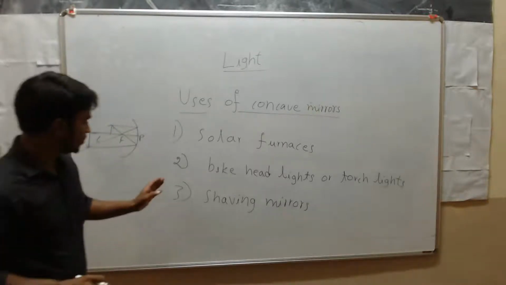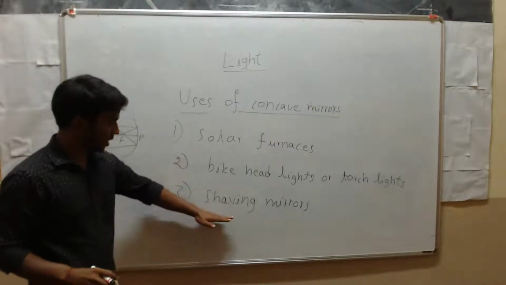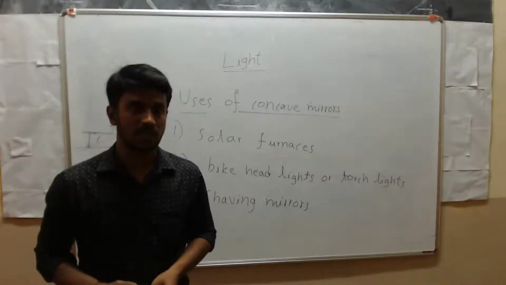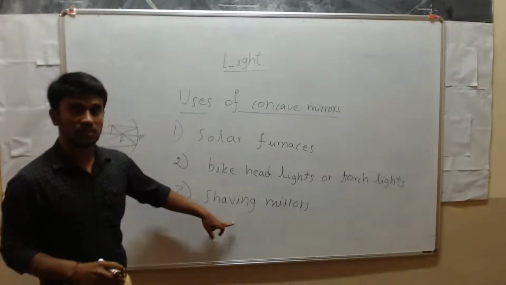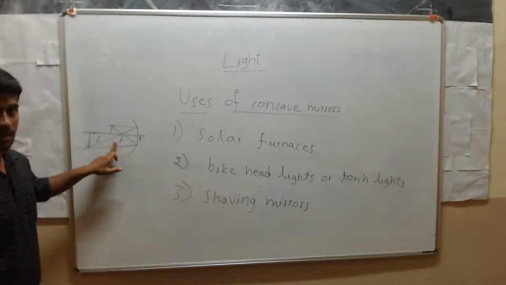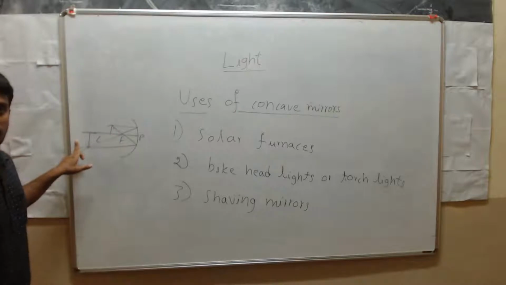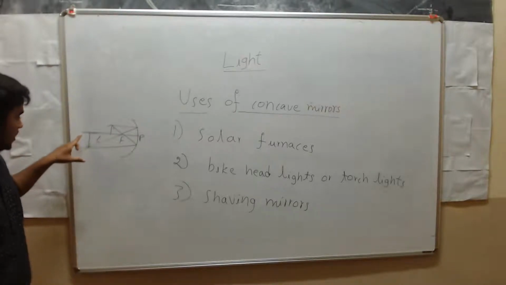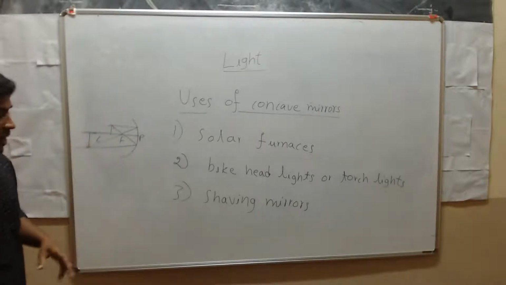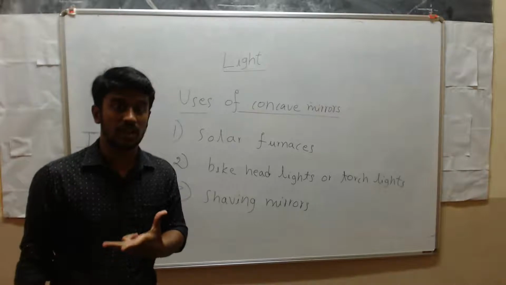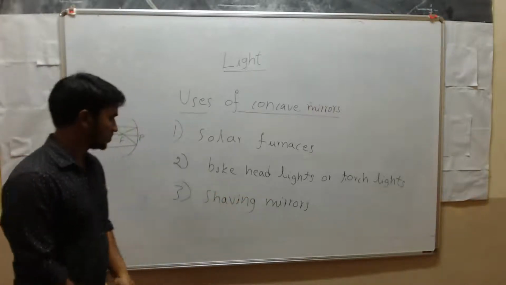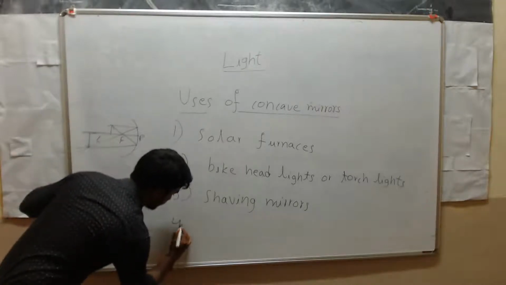Okay, so we use concave mirrors as shaving mirrors to see the large image of the face. Why? Because when you keep the object between C and F, we will get a bigger image, correct? So in this case the size of the image is greater than the size of the object, so that's why, to see the large image of the face, we use shaving mirrors. Okay, next, the fourth one.